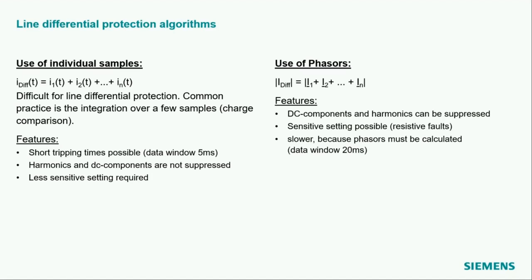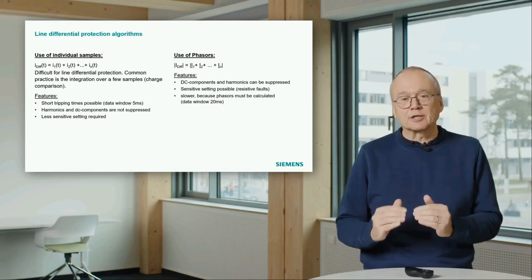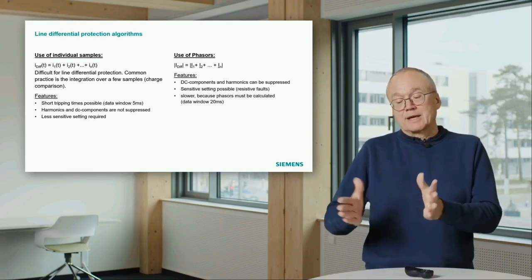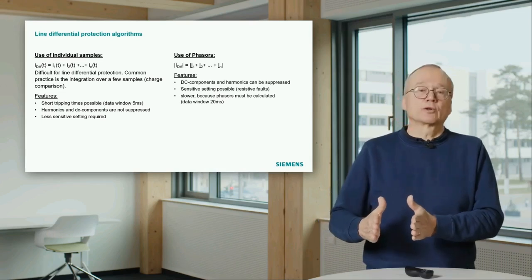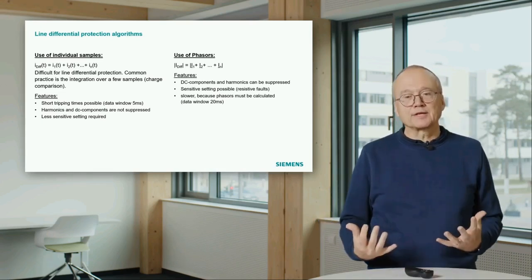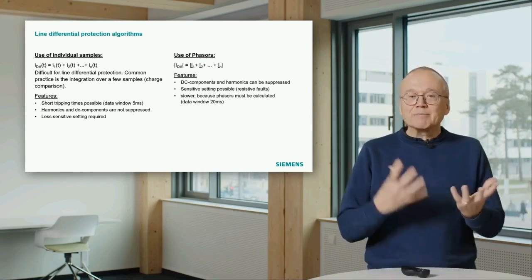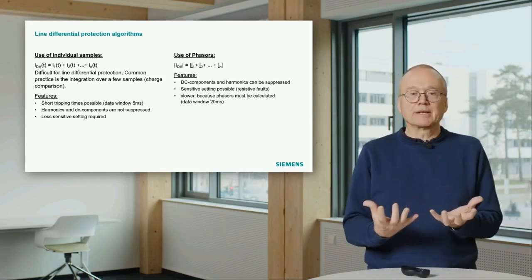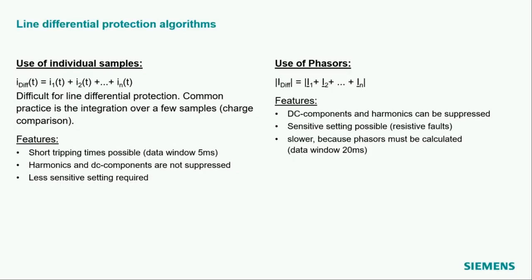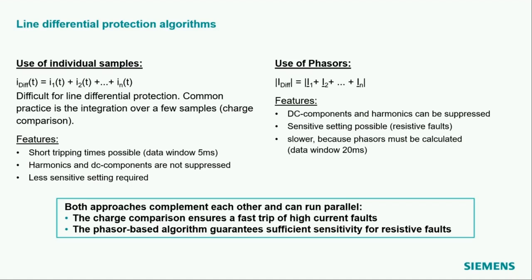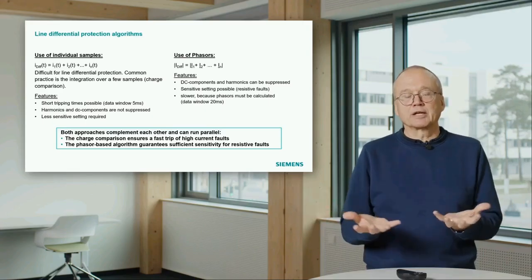By the application of these phasors, we have pretty good filtering. That means we can filter out all disturbing things like harmonics and DC components. And for that reason, we can make a very sensitive setting. But as we need longer data windows to calculate the phasors, the whole thing is a bit slower. And that means these two approaches complement each other. And for that reason, we typically have both approaches running in parallel in line differential protection. That means we have a charge comparison and a phasor-based algorithm running in parallel.